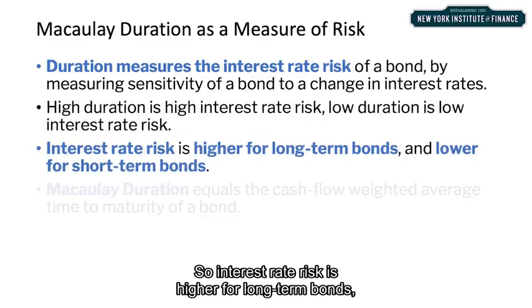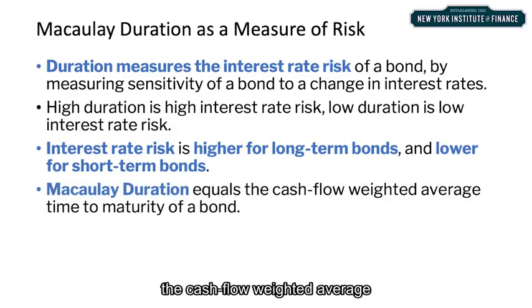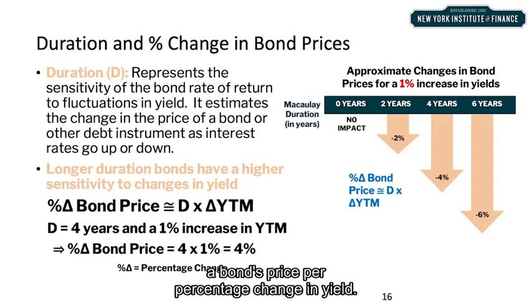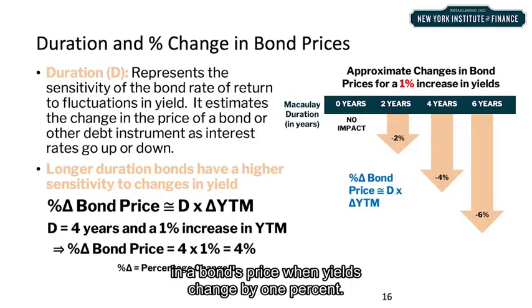So interest rate risk is higher for long-term bonds, lower for short-term bonds. Macaulay duration is also equal to the cash flow weighted average time to maturity of the bond. Duration is an estimate of the percentage change in a bond's price per percentage change in yield. The Macaulay duration, which is measured in years, gives a rough estimate of the percentage change in a bond's price when yields change by 1%.